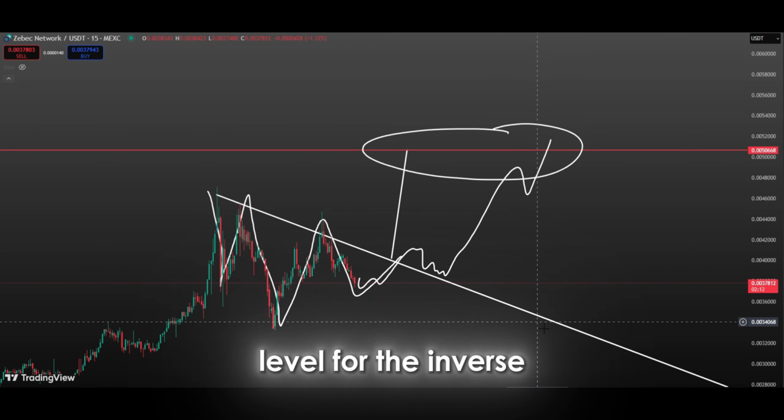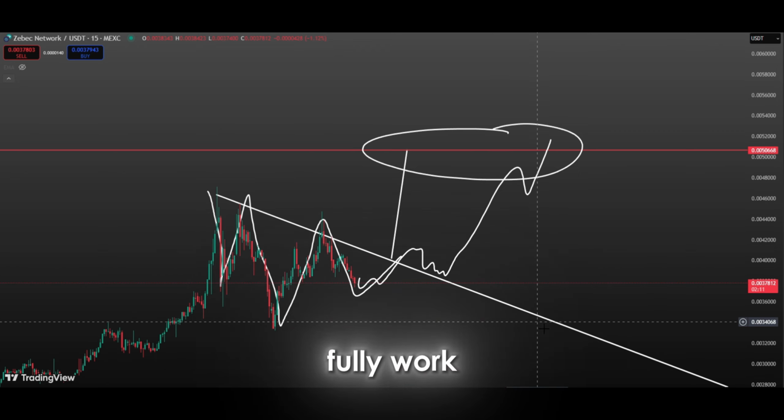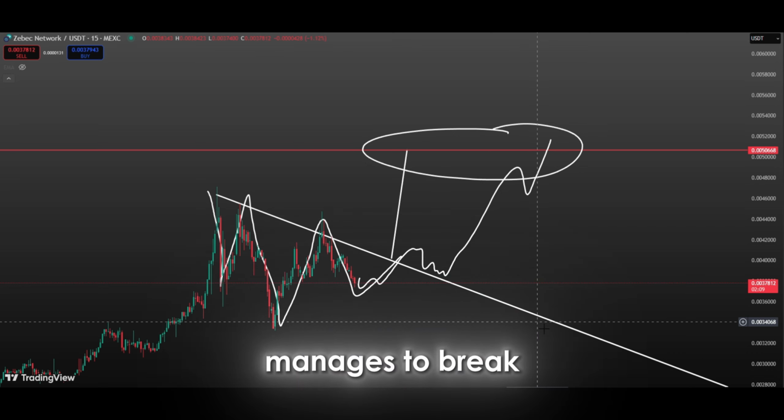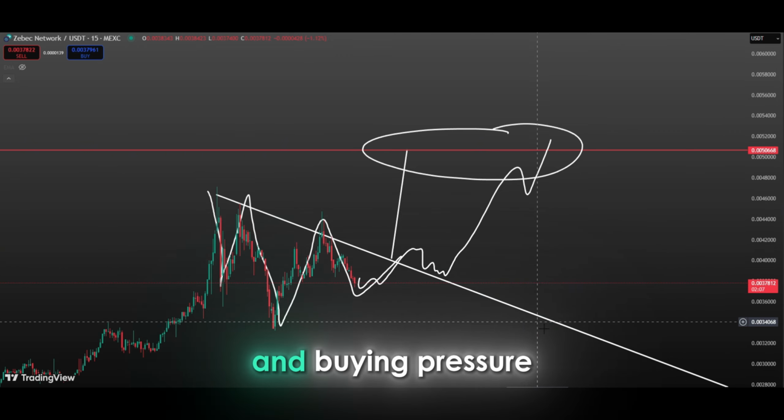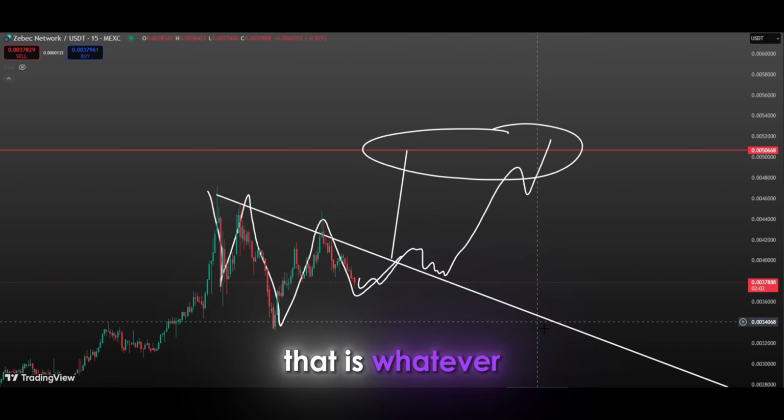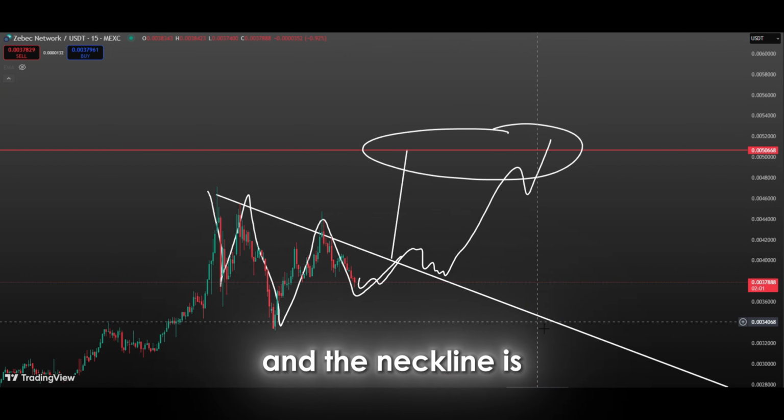The most critical level for the inverse H&S structure to fully work is the upside break of the neckline. This line is usually formed by connecting the peaks of the left and right shoulders. If the price manages to break this line strongly, this breakout is perceived by the market as a trend reversal, and buying pressure can increase significantly. In H&S structures, if the breakout occurs on volume, this increases the validity of the pattern. After the breakout, the target is usually moved up by the depth of the head. That is, whatever the distance between the bottom of the head and the neckline is, this distance is added upwards from the breakout point to determine the potential target level.